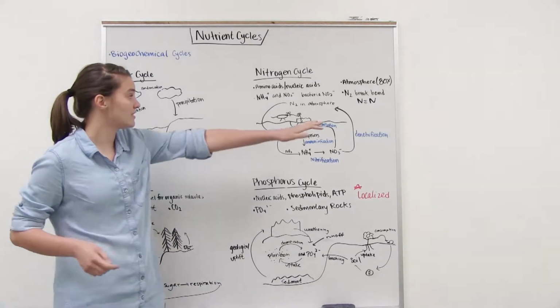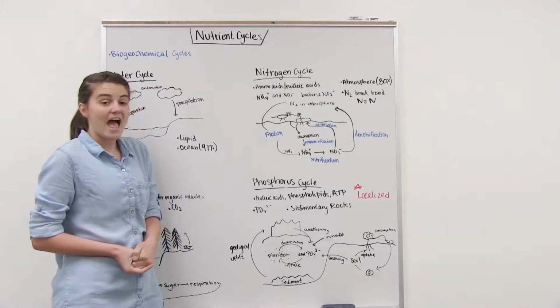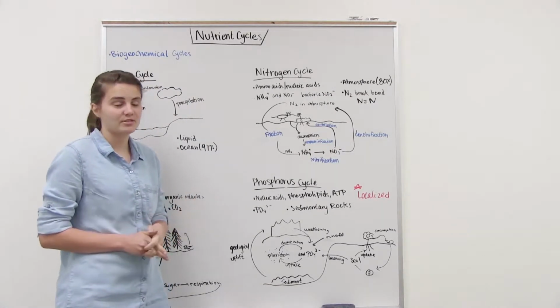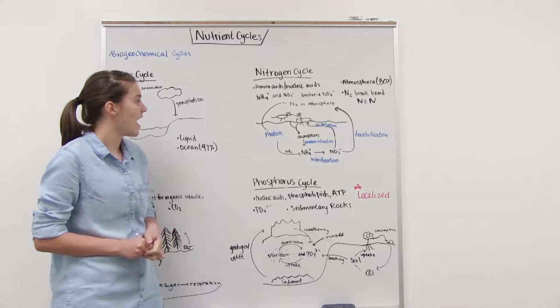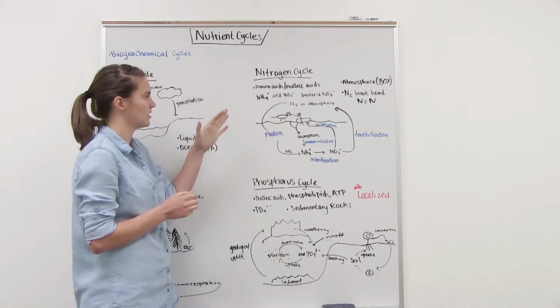The main reservoir of nitrogen is in the atmosphere. About 80% of our atmosphere is actually made up of nitrogen. And then there's also some in rocks and sediment and things like that. But we'll focus on the atmosphere.